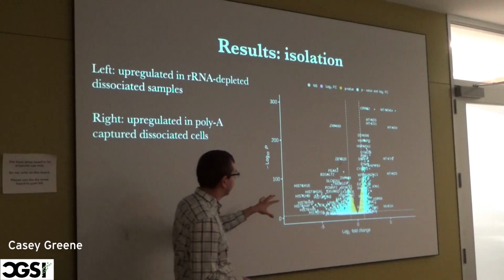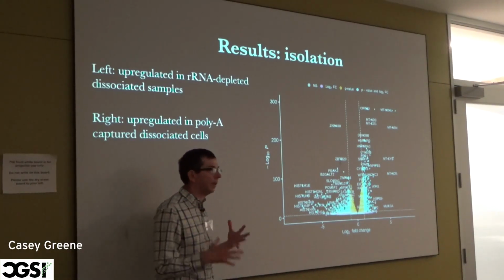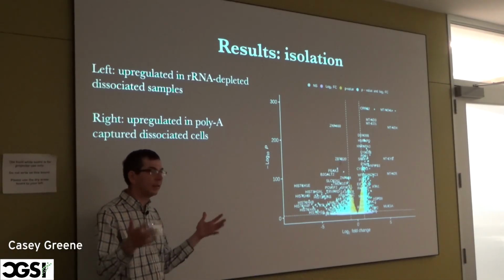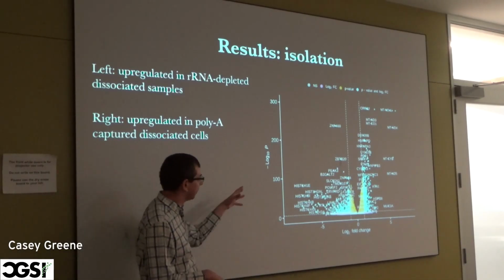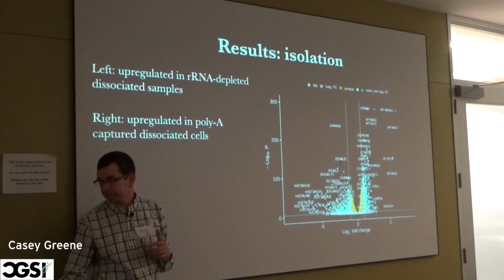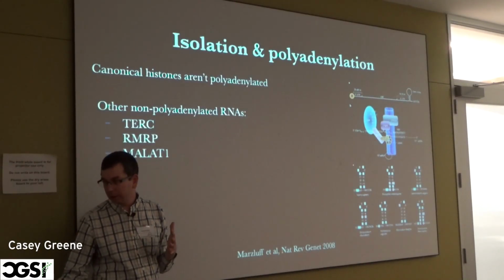So there's some stuff here like histones, for example, which actually don't have polyadenylation. They have a different mechanism that keeps that RNA stable. So it's a nice control. And then mitochondrial RNAs are also different.